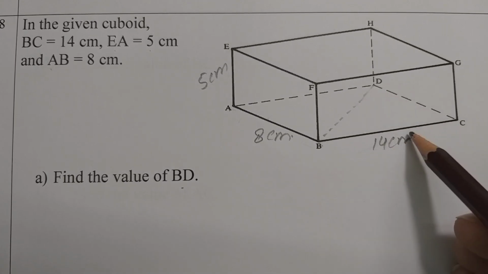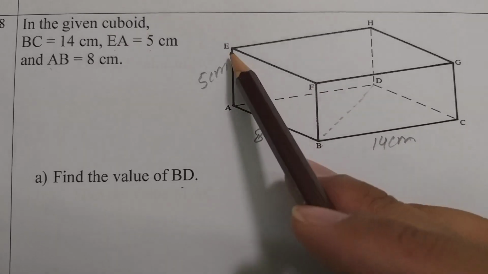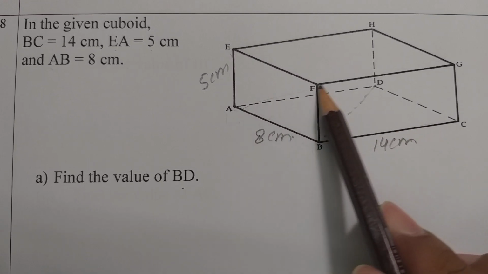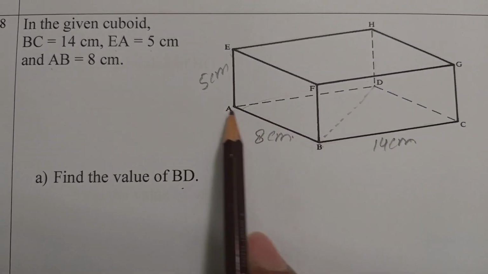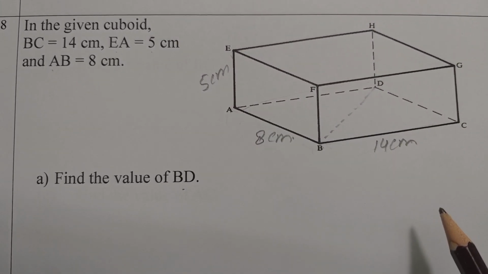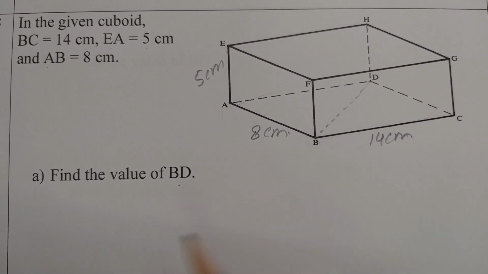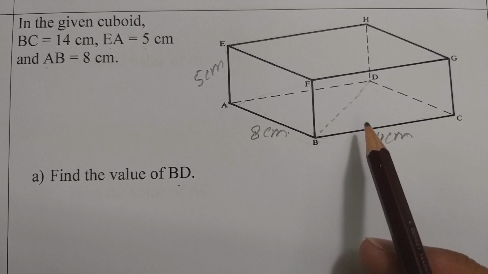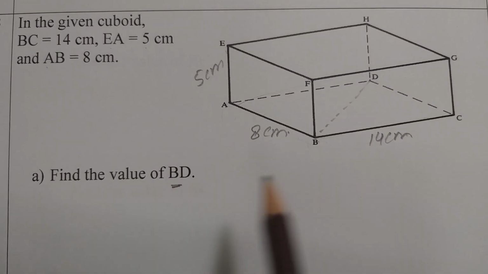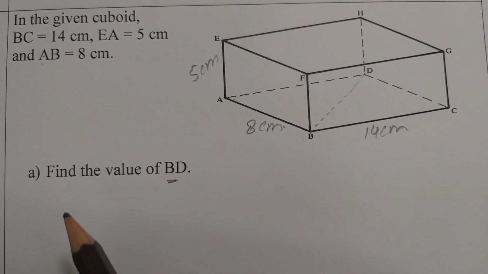So this length is 14 centimeters, this length is 8 centimeters, this length is 5 centimeters, because all these are 5, all these are 14, all these are 8. So this is the triangle. Either you can take the triangle outside, it's up to you, or you can go directly. So we need to find BD. This is the bottom part of the cuboid, so it has a right angle triangle.